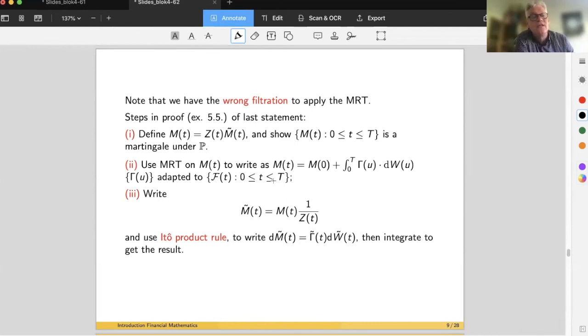And then we can use the Ito product rule. We write dM tilde t as gamma tilde t dW tilde t, and we integrate to get the result. And again, by working this out in exercise 5.5, we see what we mean, and this is essentially the same as in 1D. Well, this concludes section 5.4.1. So we have now finalized the description of the martingale representation theorem in multiple dimensions. And thank you for your attention.